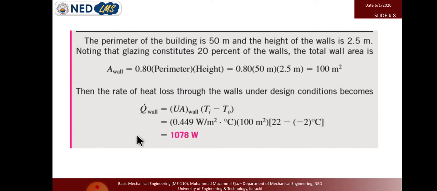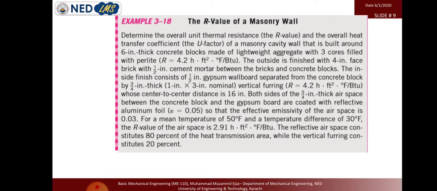Now we can take either formula, UA(Ti minus To) or A(Ti minus To) over R. Here we take the formula of overall heat transfer coefficient. The U value, the overall heat transfer coefficient, is 0.449, the area is 100, the inside temperature is 22, and the outside temperature is -2. So we calculated the overall heat transfer of the room. After this numerical, the heat transfer portion ends over here.